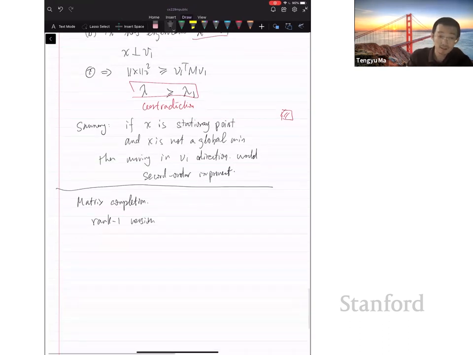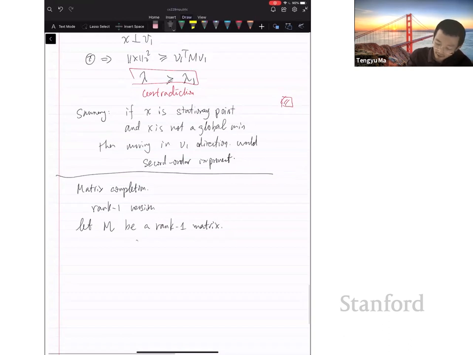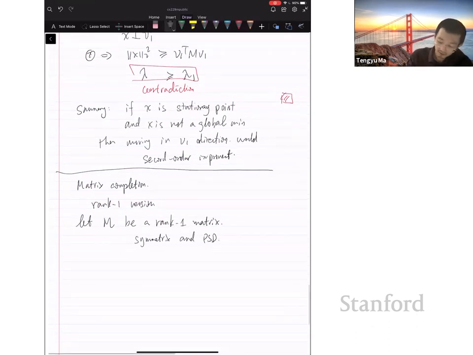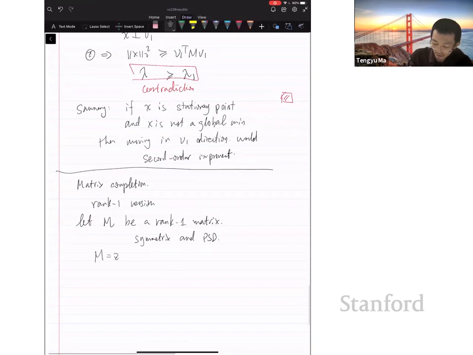So the question is, suppose we assume the ground truth matrix M is a rank 1 matrix, and also symmetric and PSD, just for simplicity. In other words, you can assume M is equal to something like ZZ transpose, right? And Z is the ground truth, and Z is in dimension d.